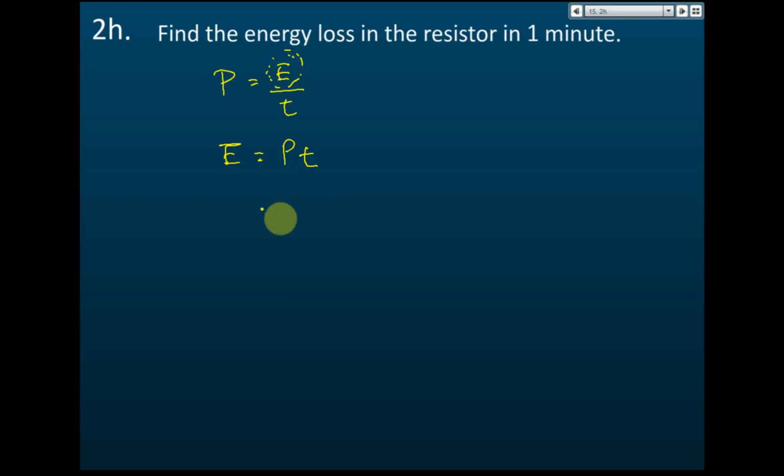And P is the power. In previous questions we already found the power, right? The power is 1152 watt, and the time taken is 1 minute. But if you want to give your answer in joule, then you must change this 1 minute to seconds. You cannot use 1 minute. So this is 60 seconds. So 1152 multiplied by 60 seconds is 69120 joule.